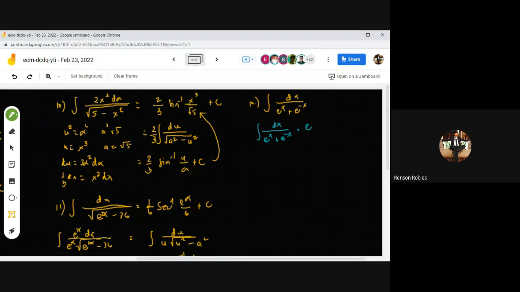So when you multiply this by e to the x, okay? So you'll have the integral of e to the x dx all over e to the 2x plus 1. How come? That's e to the x times e to the x, that's e to the 2x. Then e to the x times e to the negative x, that's e to the 0. And you know that e to the 0 is 1.